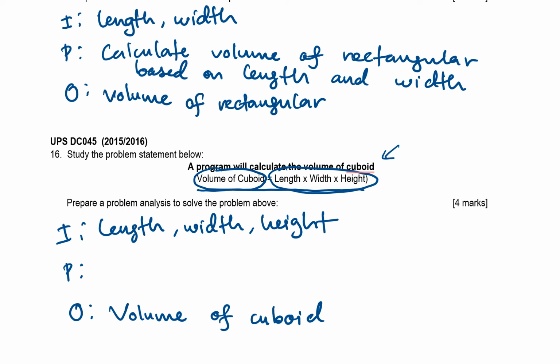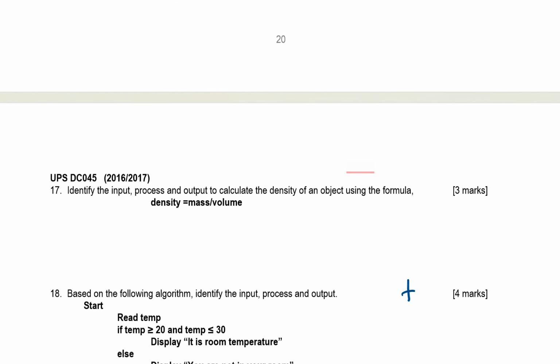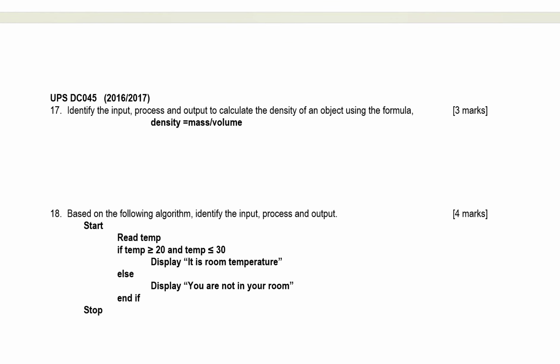Alright, so this is the input. And how about the process? So calculate volume of cuboid based on what? Based on length, width, and height. You can write N in the process, but in input you cannot write N. Okay, next for question number 17, also very easy. So the question is given with the formula for you.